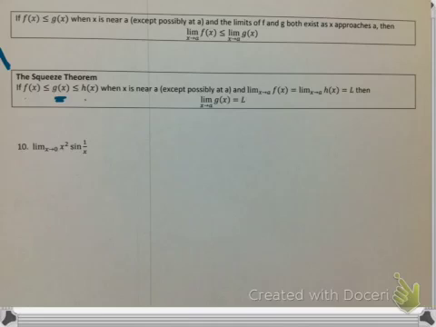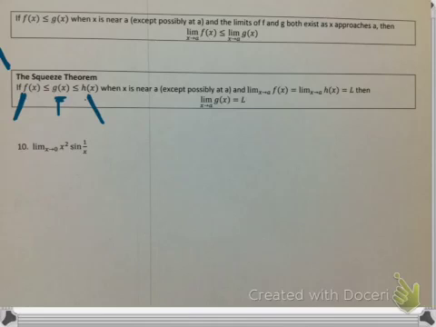So if I can show that the limit of f is 2 and the limit of h is 2, and g is in between those two, then the limit of g at the same point would have to be equal to what? Yes, 2, meaning they would all come together. Okay, I'm going to show you just how you're going to go about showing this.